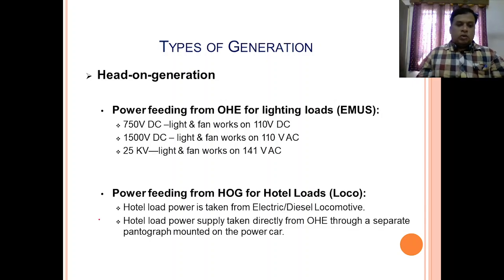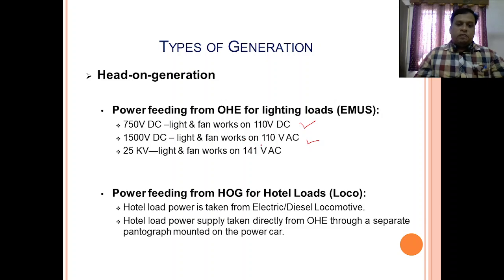So if you talk about this, now we are having this 750 volts DC, light and fan works on this 110 volts DC here, and this 1500 volts DC is also there, but light and fan works on 110 volts AC. Here the power feeding OHE, that means we are using some separate type of pantographs to give the supply. From the DC we are collecting this one, and we are using an inverter here again, and this inverter is converting the DC to AC.